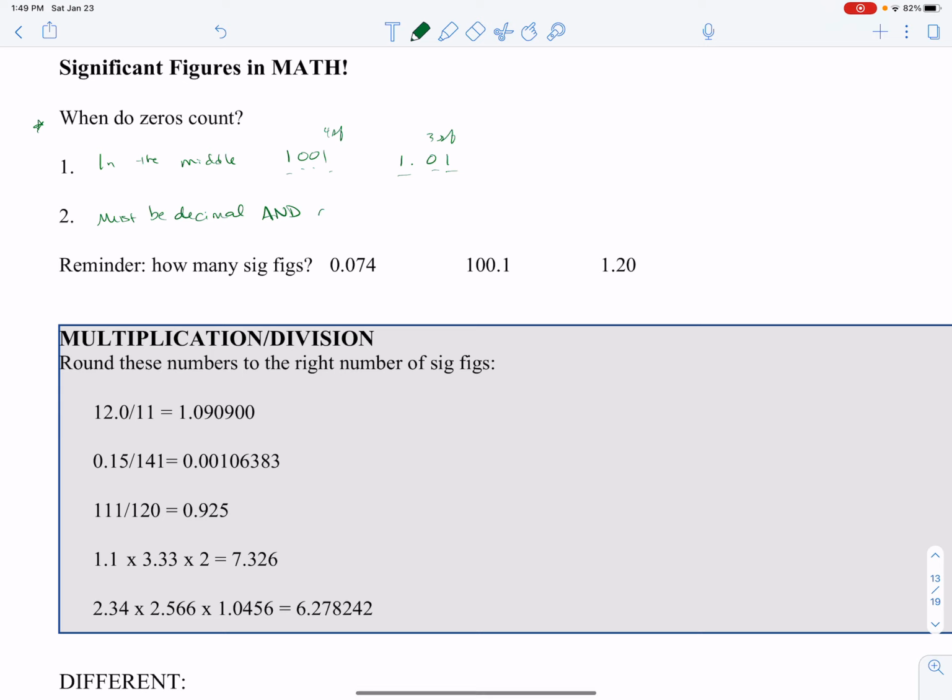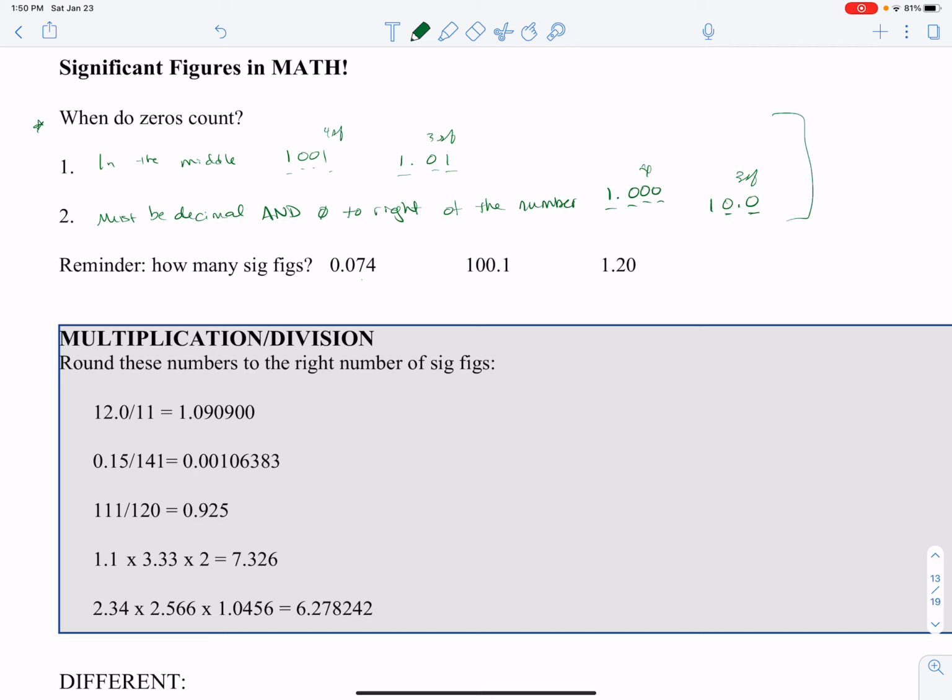And the 0 is to the right, not of the decimal, but of a number, of a non-zero. So for example, zeros that count, all those zeros count, as does the 1. Again, the 0 is to the right of the number, so that counts, and the 1 doesn't. This would be 3 sig figs, this would be 4.